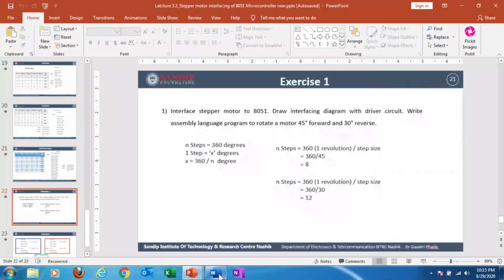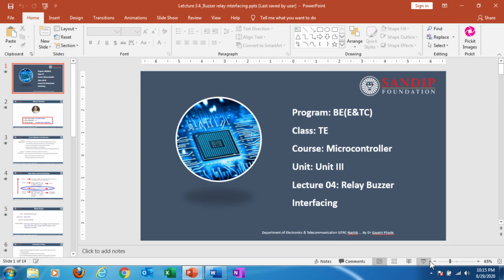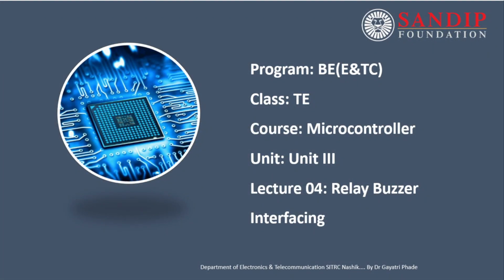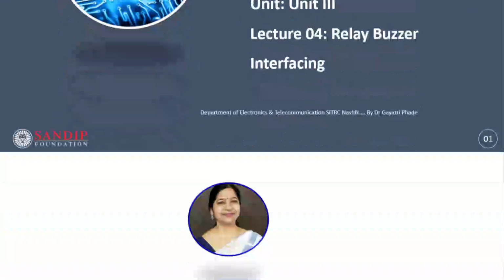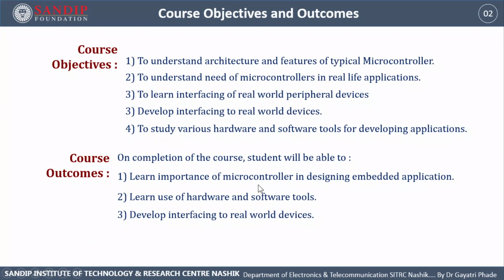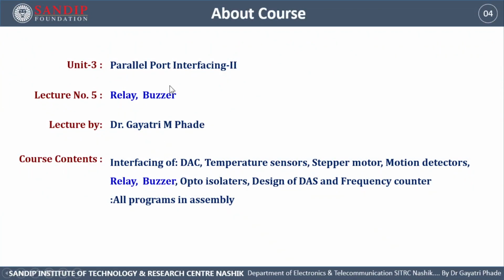Next we have to start with the interfacing of the relay and buzzer. Let us see the interfacing of relay and buzzer. Here I am. Remember the course objective. We are at principles of interfacing and programming. Today we are going to see relay and buzzer in this lecture.